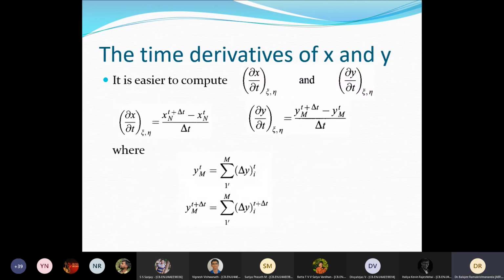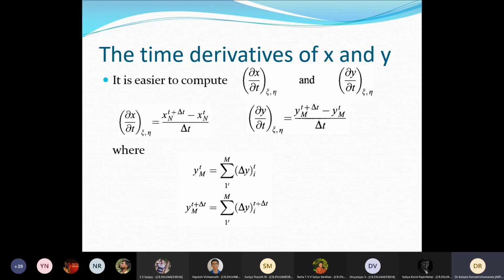It is easier to compute ∂x/∂t at a particular (ζ, η) than the other way around. Now, ∂x/∂t at (ζ, η) is already known: x at t plus Δt at that nth location minus x at t at that nth location, divided by Δt. Similarly for y also. Similarly, ∂x/∂t and ∂y/∂t are known on the computational plane.